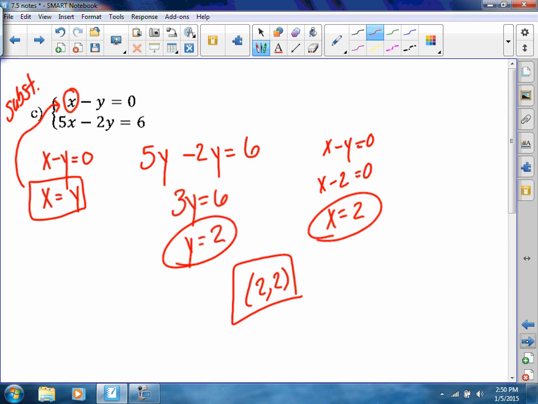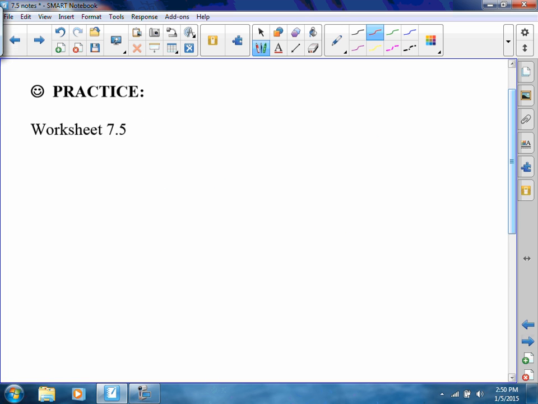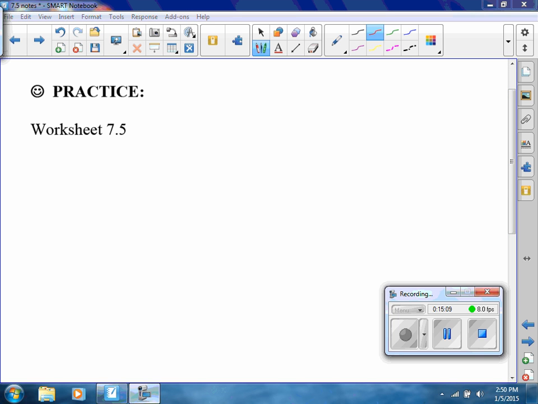So again, when you're doing the homework tonight, which is a worksheet, make sure that you're looking for those special cases, either graphically or algebraically, for no solution and infinitely many solutions. If you didn't pick up a worksheet in class, it is on the class website, so you can go there and print it off. And if you have any questions, come on in and see me before school.